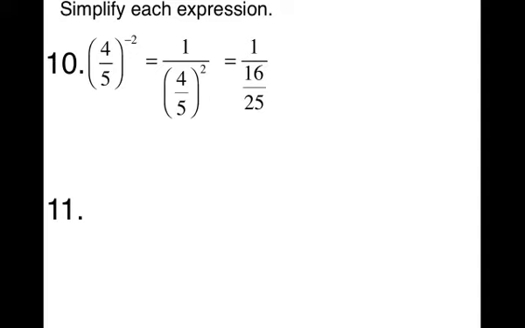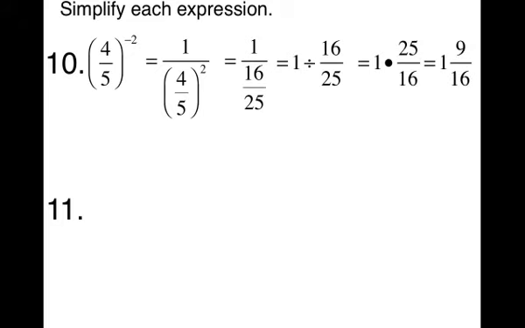So what that's saying is 1 divided by 16 over 25. Well, when you divide by a fraction, you flip it over and multiply. Multiply, we get 25 over 16, which simplifies to 1 and 9/16. A little bit complicated there.